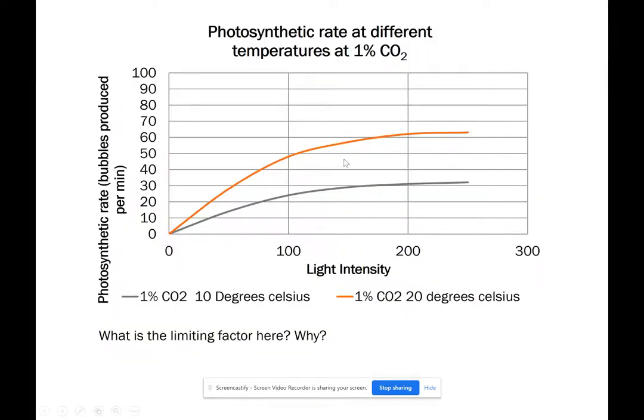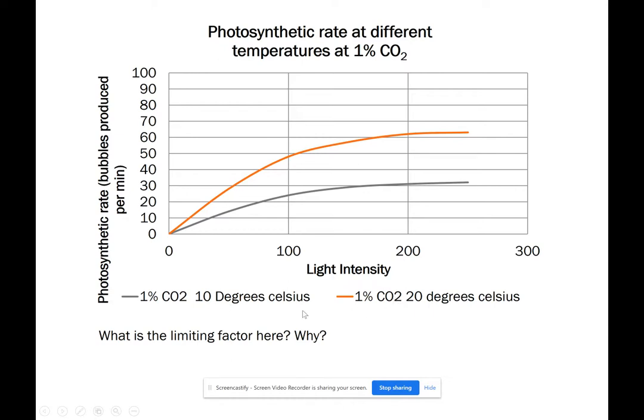Let us continue from what we have learned just now from the previous recording. So now let's take a look at another example over here. There are two experiments that I carry out. The first experiment, the gray line, represents 1% carbon dioxide, 10 degrees Celsius, and the second line is represented by the orange. The second experiment, the orange line, has the condition of 1% carbon dioxide and 20 degrees Celsius. So the difference between the first experiment and the second experiment is due to the temperature.